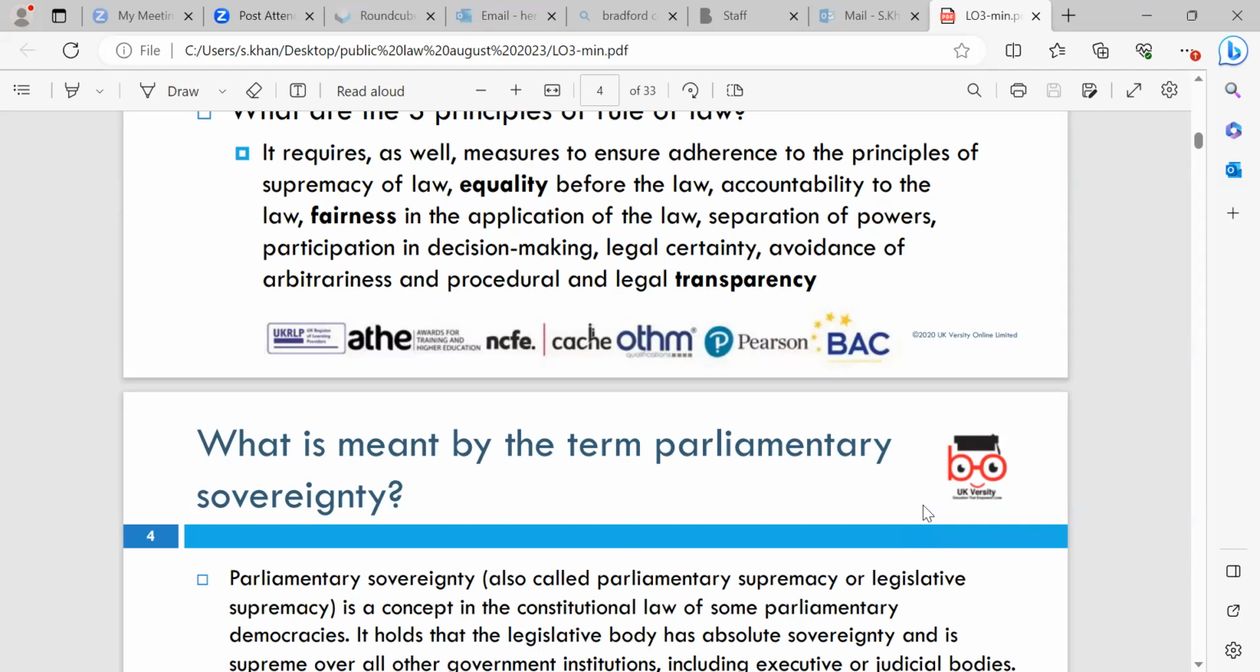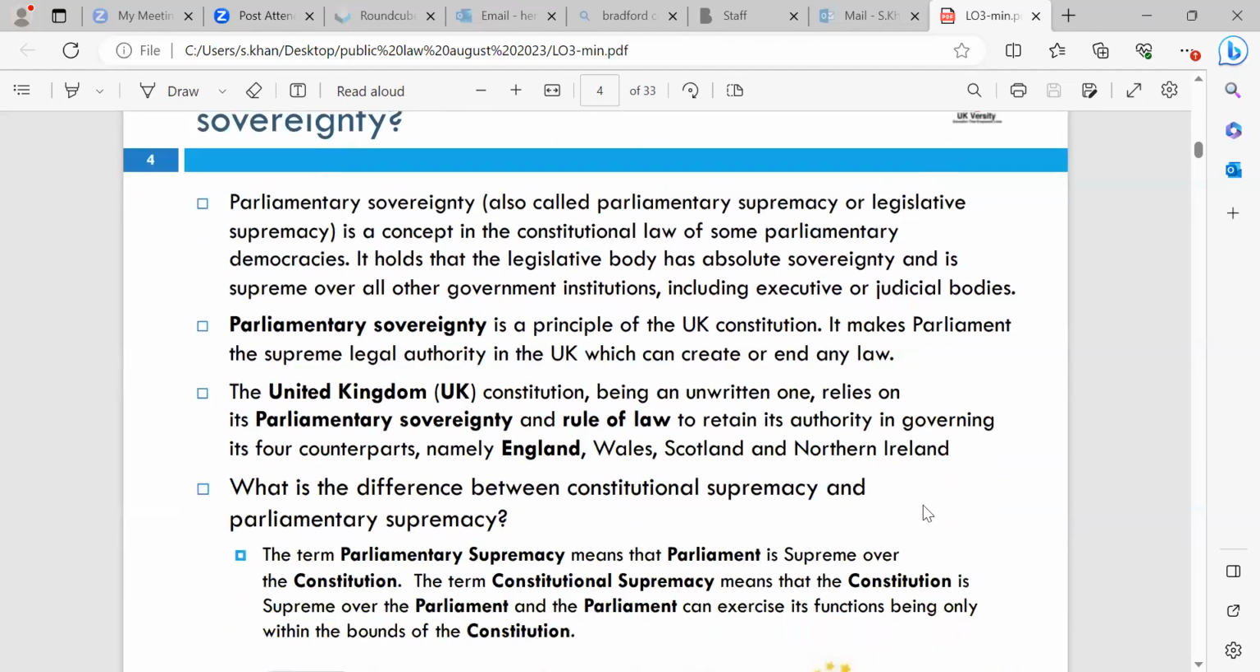Now we're going to go on to looking at parliamentary sovereignty in the UK. So what is meant by parliamentary sovereignty? Parliamentary sovereignty, also known as parliamentary supremacy or legislative supremacy, is a concept in the constitutional law of some parliamentary democracies. It holds that the legislative body has absolute sovereignty and is supreme over all other government institutions, including executive or judicial bodies. Parliamentary sovereignty is a principle of the UK Constitution.